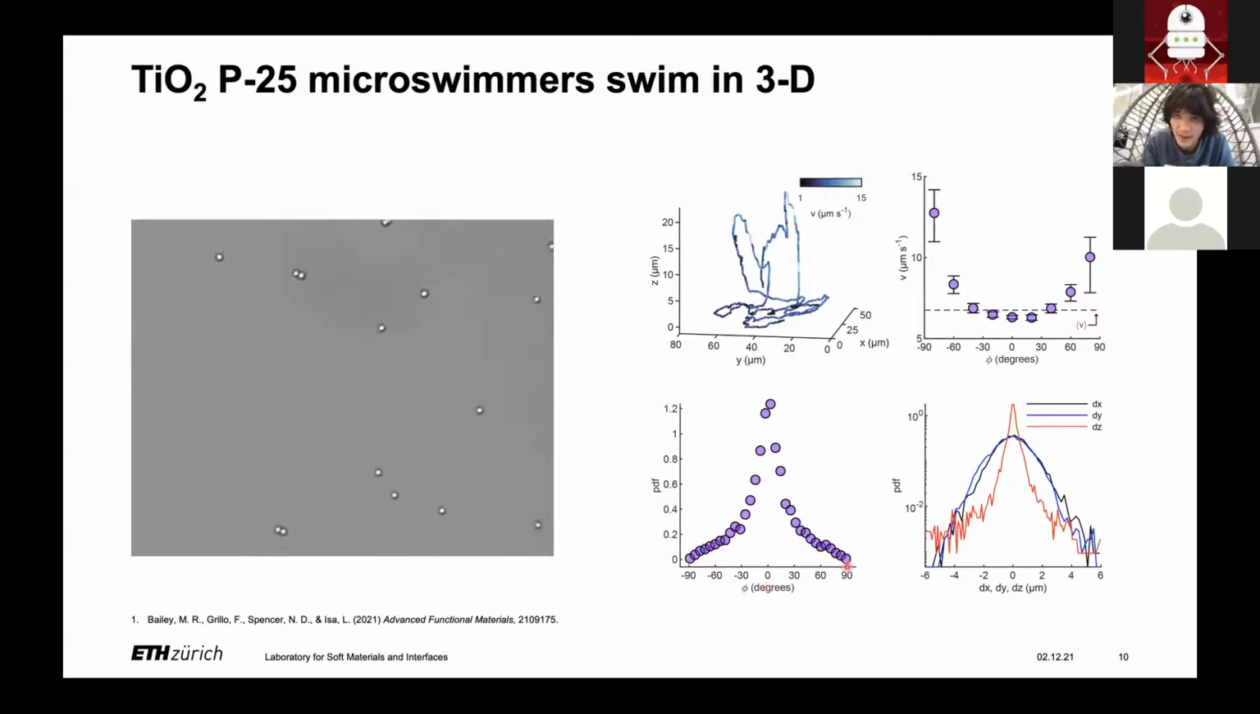So plus 90 means it's swimming directly out of plane, and minus 90 means swimming directly into the plane, essentially. And we see that although, of course, most of the time the particles are swimming in plane, you also observe these exponential tails where the particle does swim out of plane. Looking in more detail, we see that the actual orientation the particle makes with respect to the substrate affects its speed.